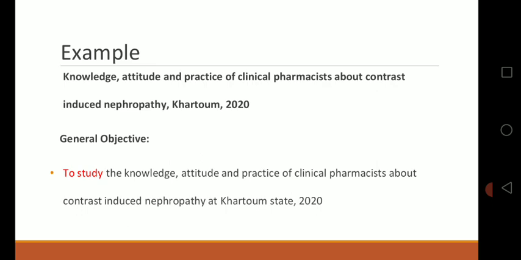If we have this study titled Knowledge, Attitude and Practice of Clinical Pharmacists about Contrast-Induced Nephropathy خرطوم 2020. طيب general objective for such study هيكون شنو؟ تمام، أول شيء هيكون في شكل point هادو كده زي البوليت ده كده، وبيبدأ دايما قلنا بوايد verb أو comprehensive verb اللي هو هيكون شنو؟ to study. تمام، to study شنو قلنا؟ هو دايما بيكون the main outcome عايزين نحنا ندرسه اللي هو هيكون to study the knowledge, attitude and practice of clinical pharmacists about contrast-induced nephropathy at خرطوم 2020.